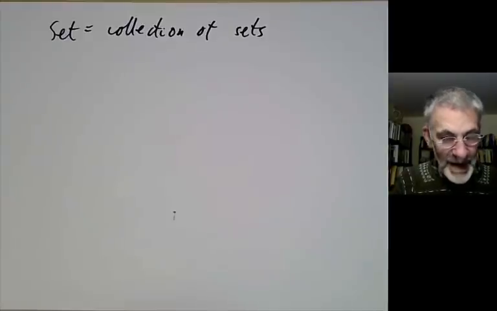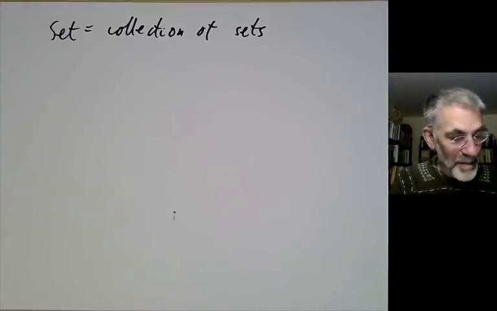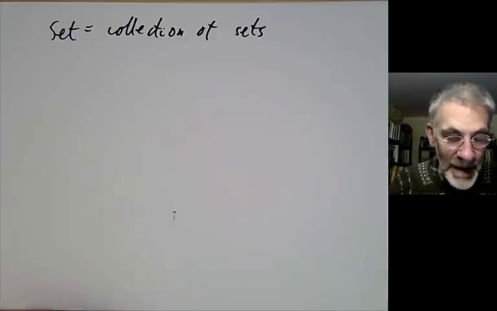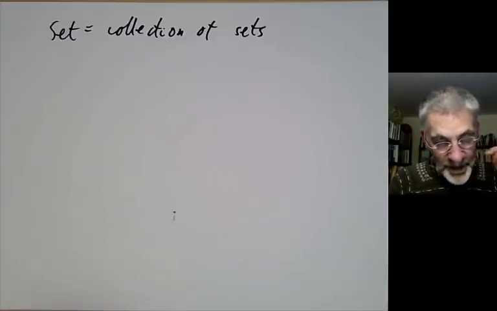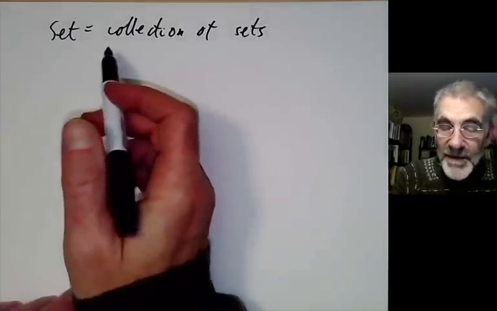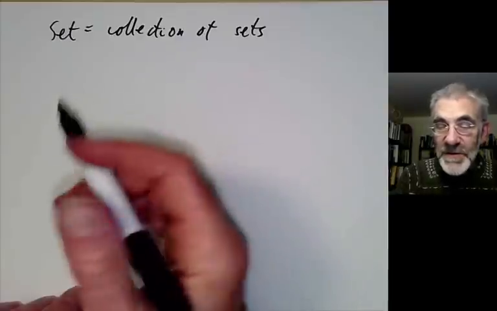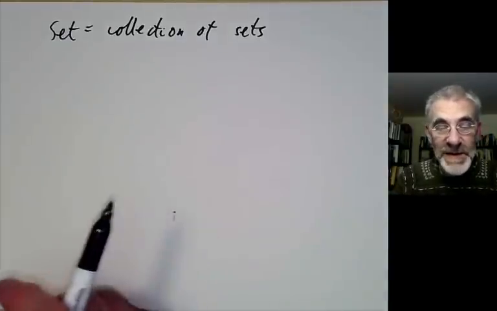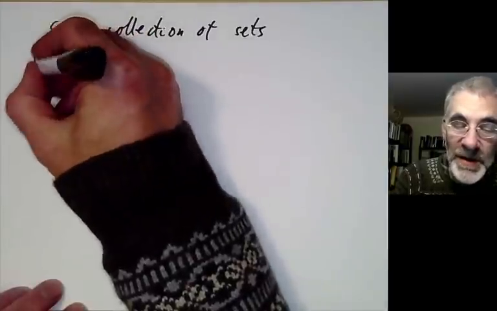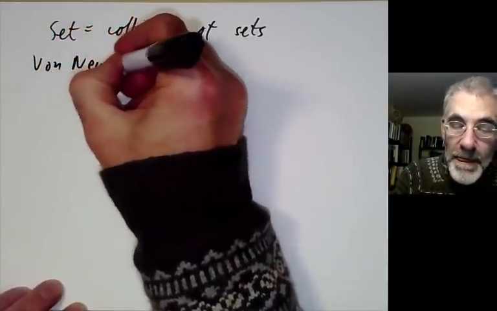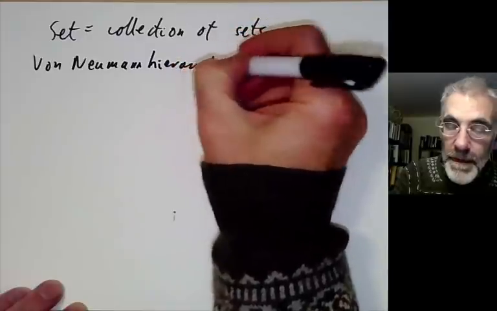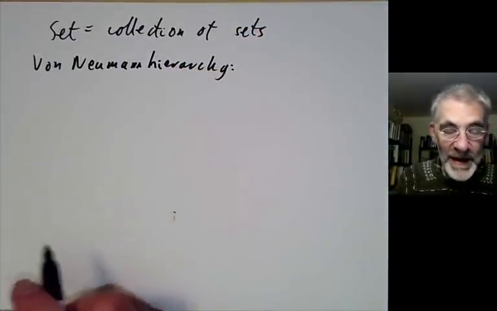So how can we try and make sense of this? One way, instead of just taking all sets, is to build up the concept of a set by starting with easier sets and working upwards. This leads to something called the von Neumann hierarchy, where you start with a collection of sets like this.